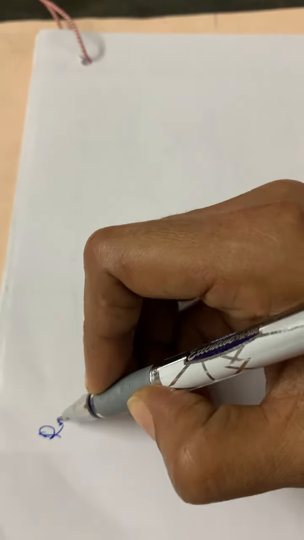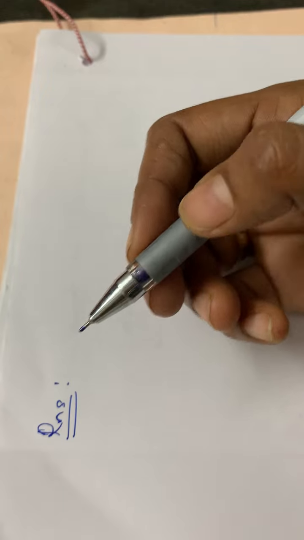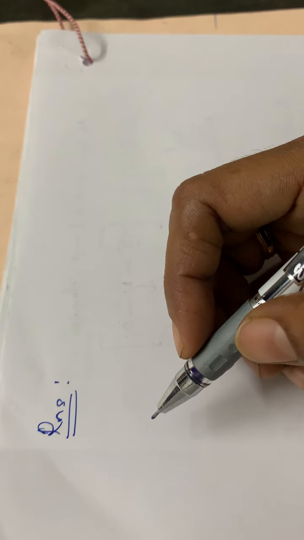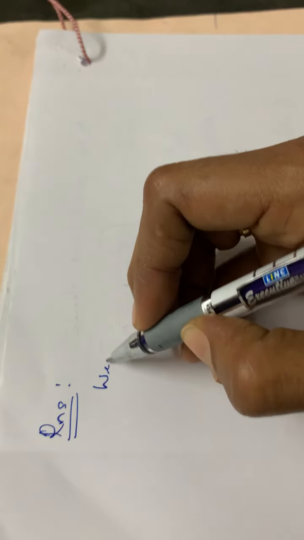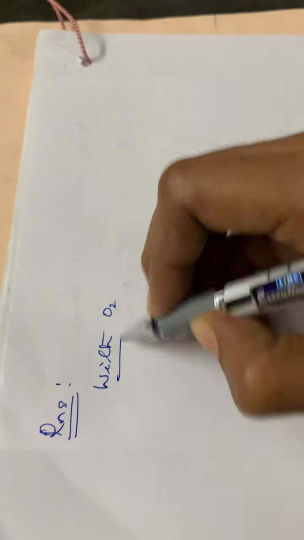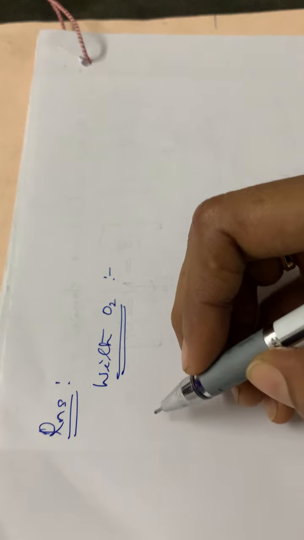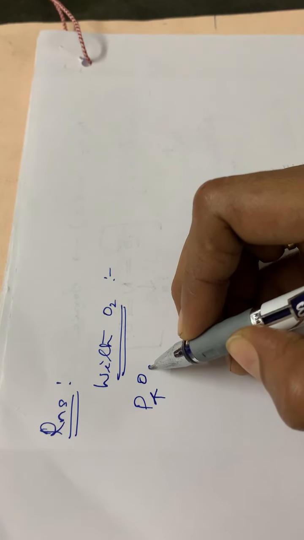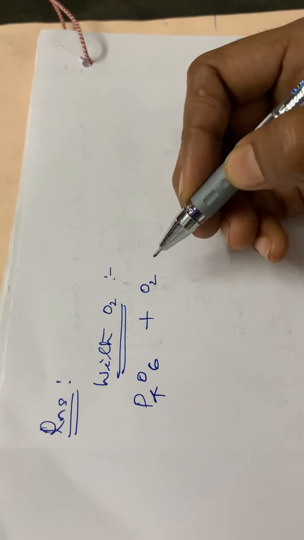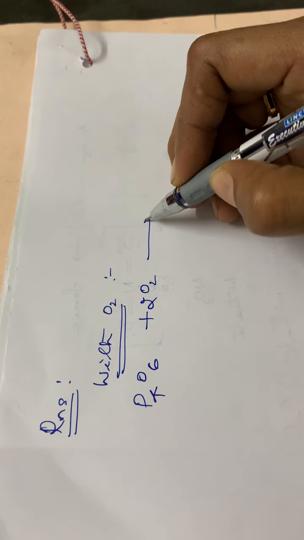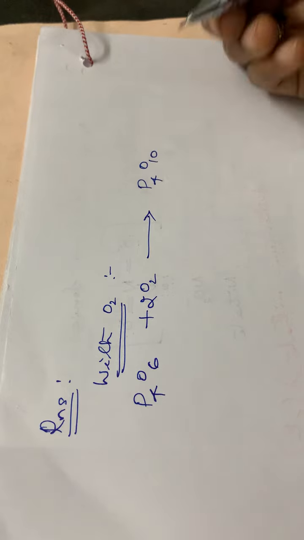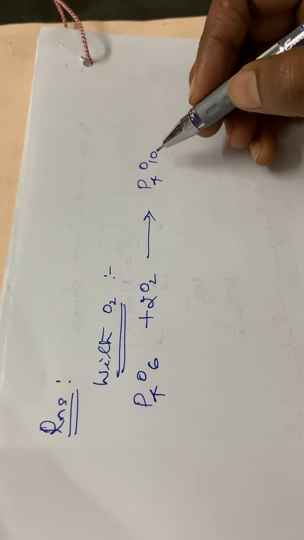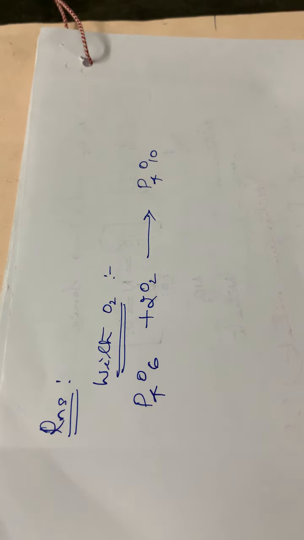Reactions. First is the reaction with oxygen or air. What happens? P4O6, on heating in the presence of air, will convert to P4O10. A simple reaction: P4O6 plus 2O2 giving P4O10.